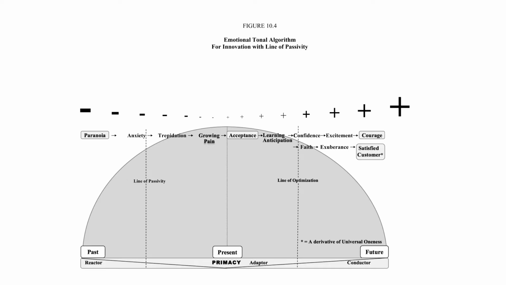In order to do this, we're going to have to look at what I have dubbed emotional tonal algorithms. These are very specific sequences of emotions that occur in a very specific order and have to be satisfied in a very specific way. Each one of these emotions is a comparative engine. It evaluates one specific aspect of the transaction. It compares what's being presented to it in the moment to known variables in the past.